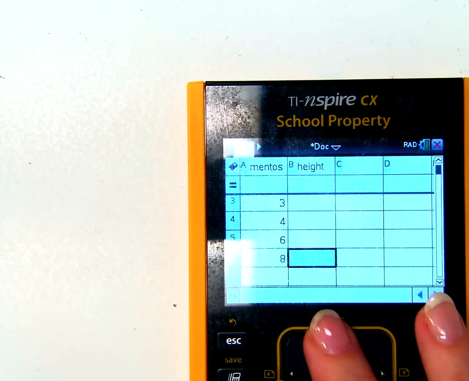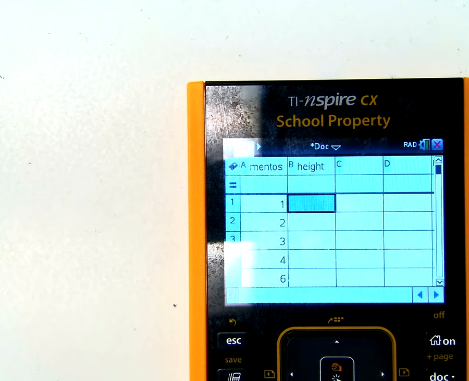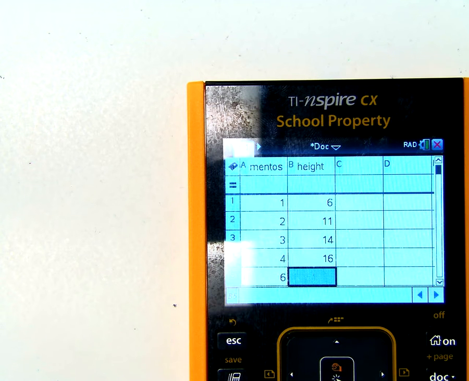So let's go back over to height, and let's talk about group 1's height. The group that used 1 Mento, their stream of Diet Coke was 6 feet high. The group that used 2 Mentos had 11 feet. The group that used 3 Mentos had 14 feet. 4 Mentos used 16 feet.